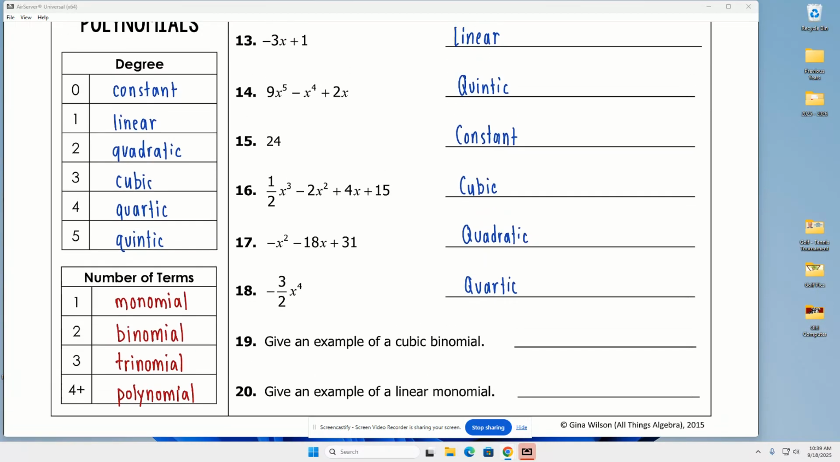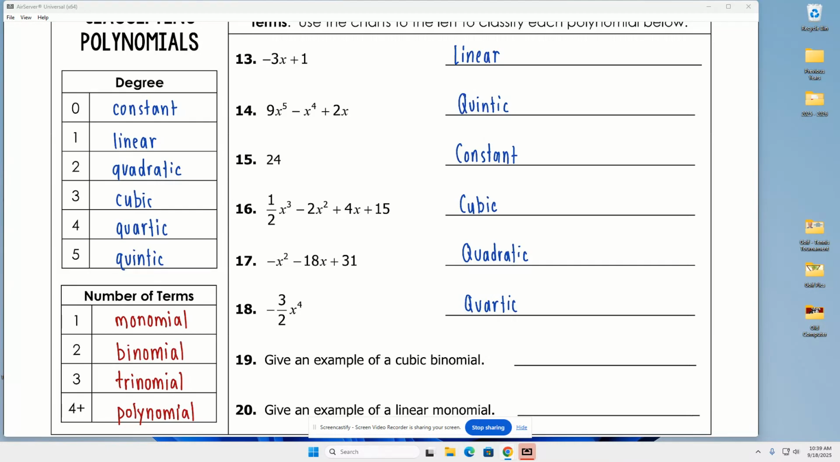So look at these over here to the right. Look at 13. Yes, it's linear, but how many terms does it have? 1, 2. So it's linear, what? Binomial. It's a linear binomial. One is based on the degree, the other one is based on the number of terms. You all understand that? Next, how many terms do we have here on 14? 3. So it's quintic, what? It's a quintic trinomial.